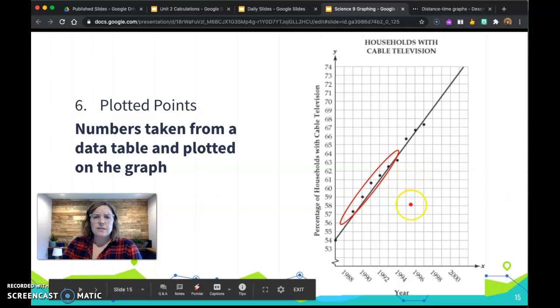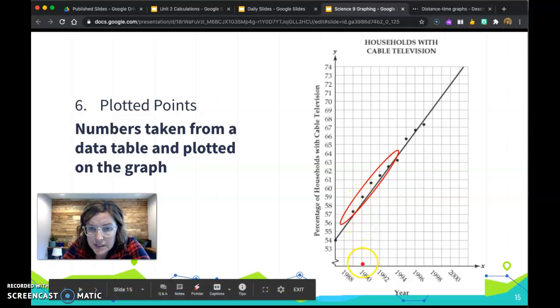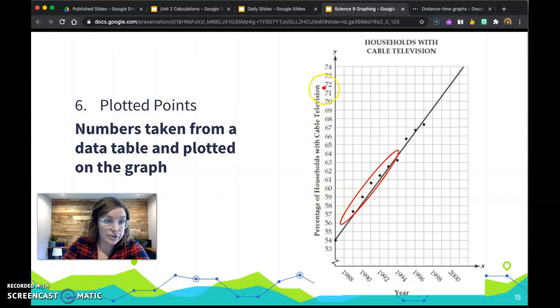Well, what are these dots? These are actually your plotted points. So these are numbers taken from a data table, and then they're plotted on the graph. So for example, it looks like this is on a nice location. In the year 1990, 59% of households had cable television.